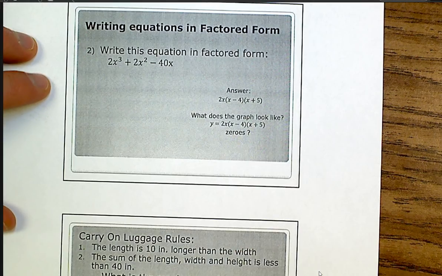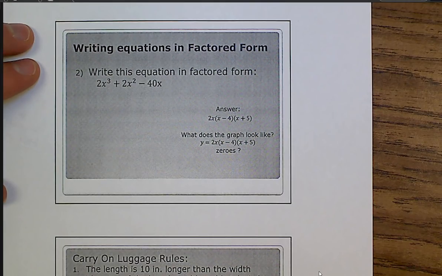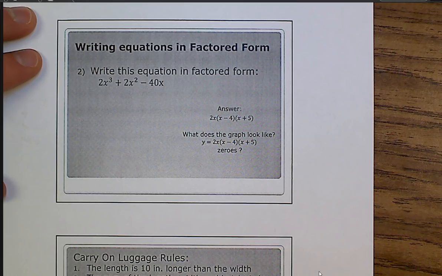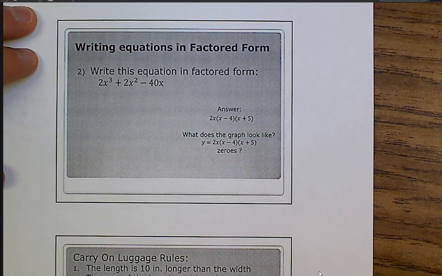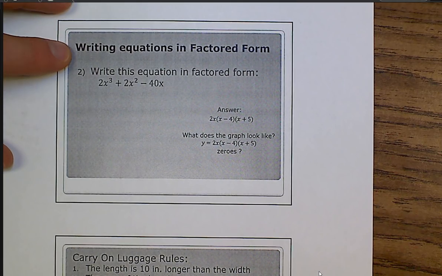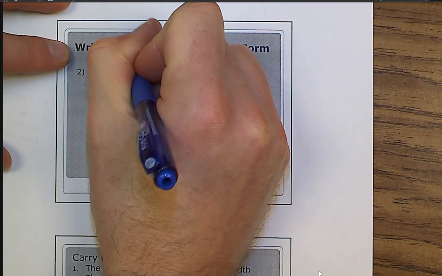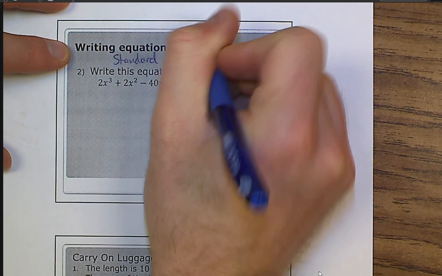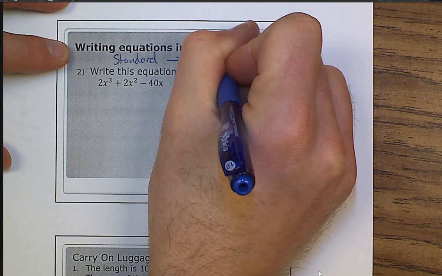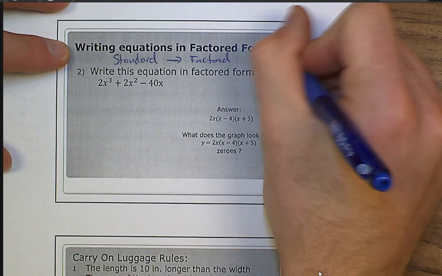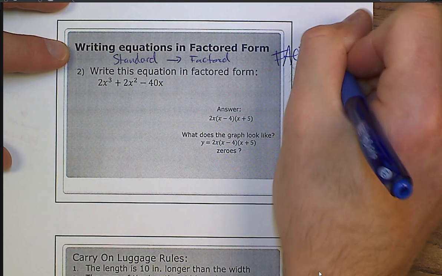All right, so on the back, this slide number 2 says writing equations in factored form. So it says write this equation in factored form. Essentially we're just doing the opposite of what we did on slide 1. Here's something in standard form, and we want to put that into factored form. So what do we need to do? We need to factor. And a lot of us still struggle with factoring.